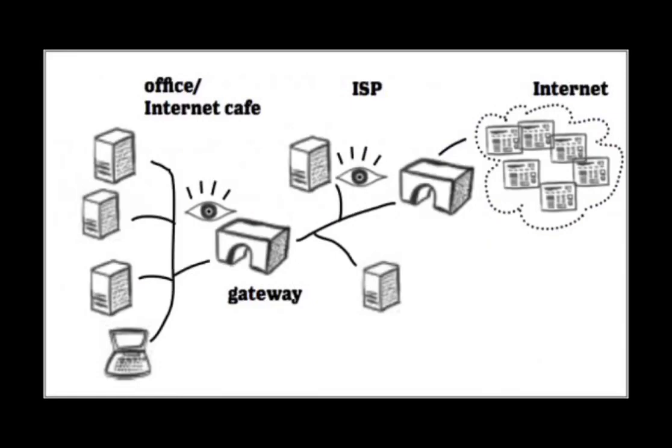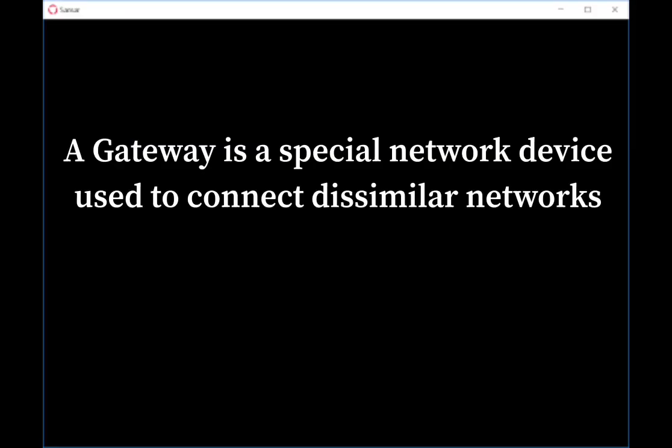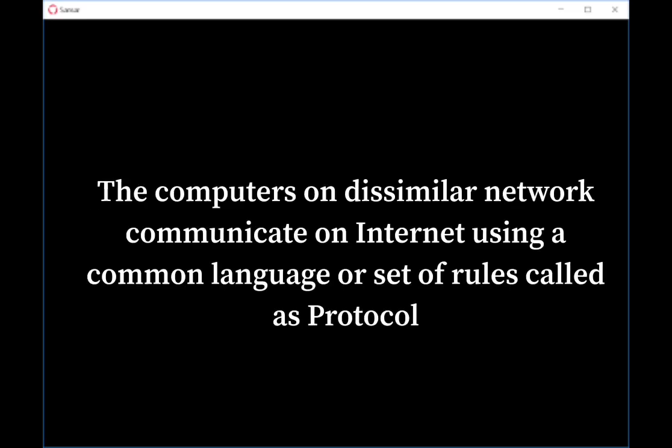गेटवे एक ऐसा device है जो कि connect करने के लिए काम आता है internet से. So we can define gateway as a gateway is special network device used to connect dissimilar or different types of network together. The computers on dissimilar networks communicate on internet using common language or set of rules called as protocol.